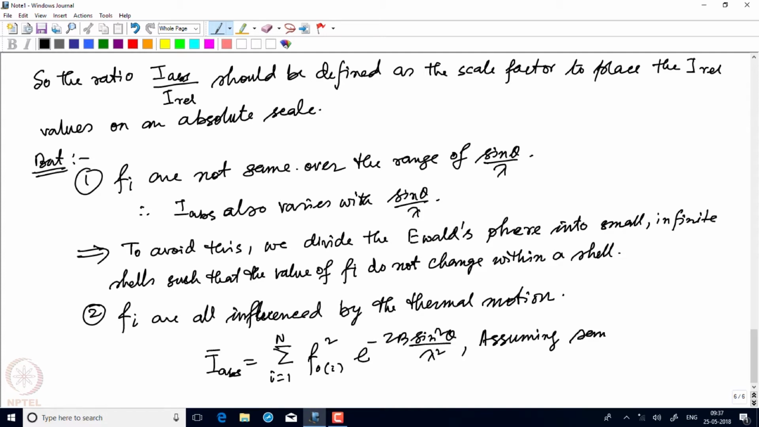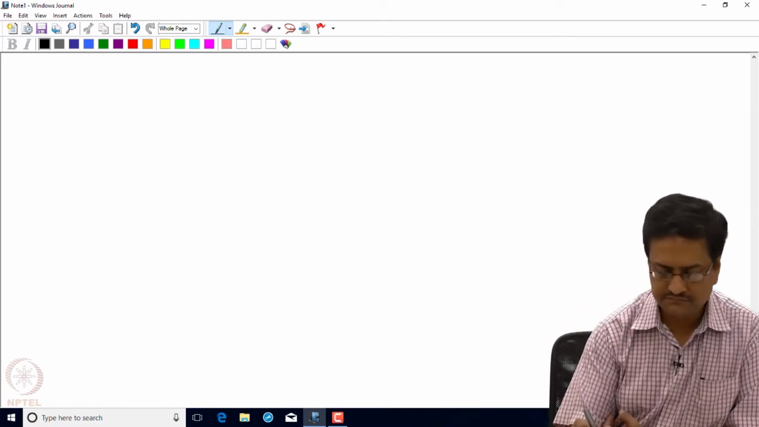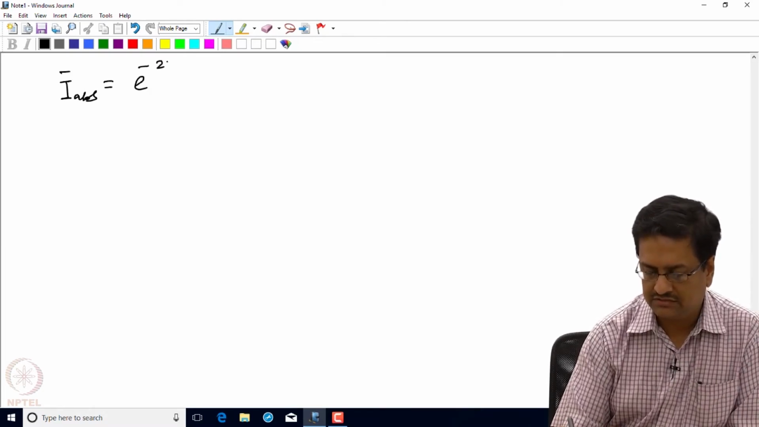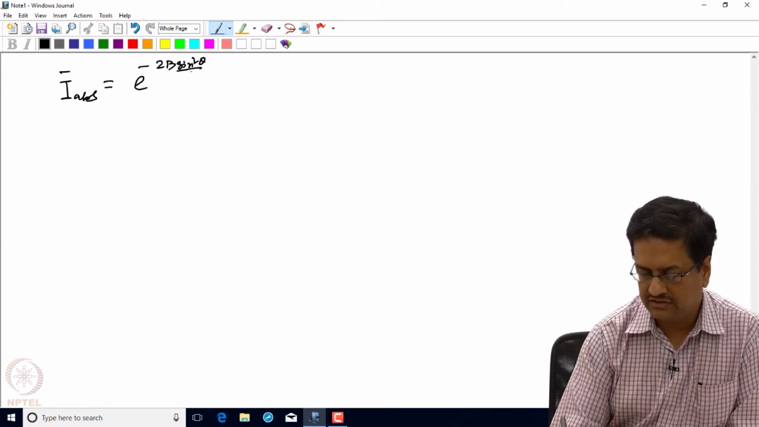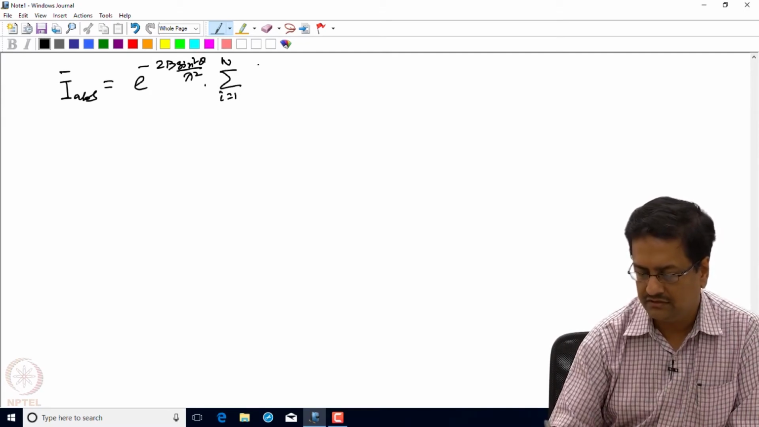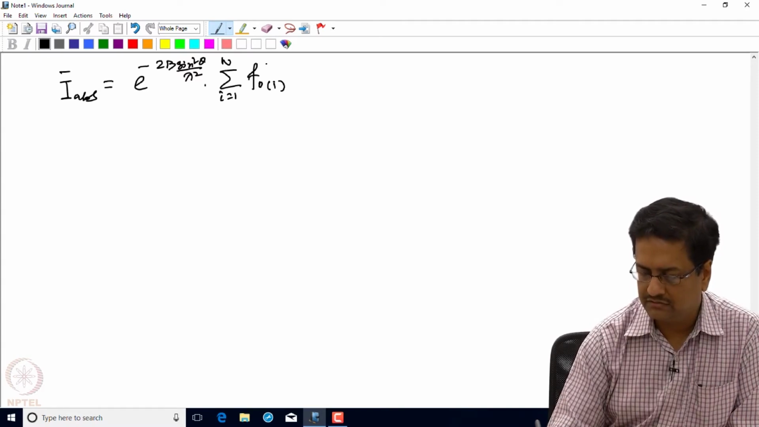Assuming the same value for B of V for all the atoms, we can rewrite this expression as e to the power minus 2b sine square theta by lambda square into sum over i equal to 1 to n f0i square.